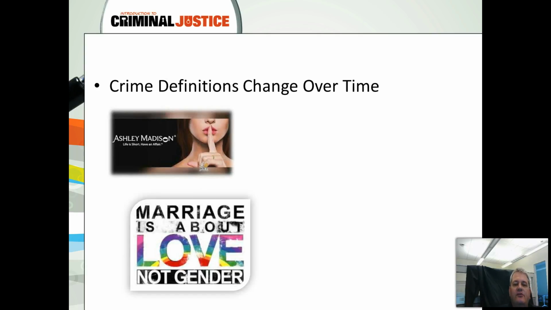And crime definitions change over time. Adultery used to be illegal. You saw Ashley Madison in the news the last few weeks about the release of data from all the people that were cheating on their spouses. Gay marriage was illegal in California up until 2008. The voters in California affirmed that they did not want gay marriage. However, the Supreme Court overturned it in 2015, so now gay marriage is legal in all states. So it changes over time. So that's it for this learning outcome. We'll move on to other learning outcomes in the next section.